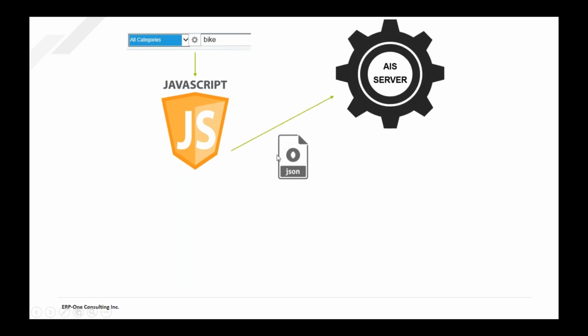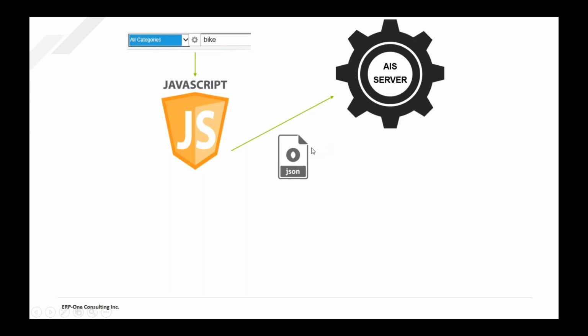We saw the little search dialog box, and we typed in the word bike. What happens there is that upon change of the box, some custom JavaScript, which in this case Oracle's created for us, is executed. That in turn creates what's called a JSON object, which is basically a string that we've seen in all the examples before, and calls the AIS server.